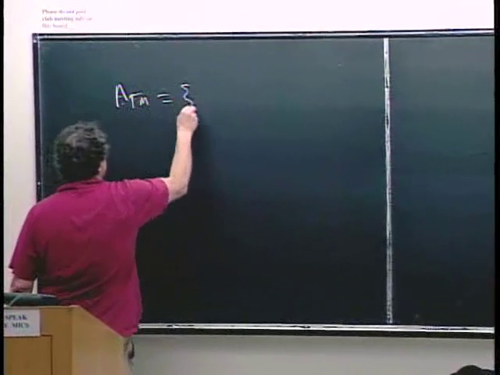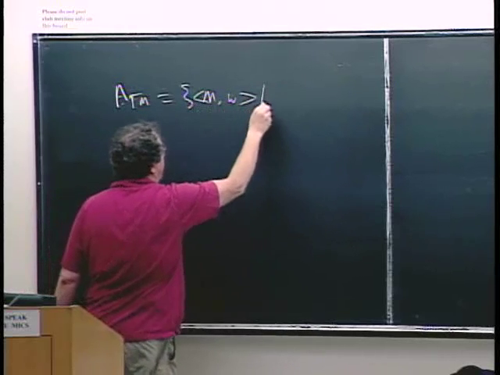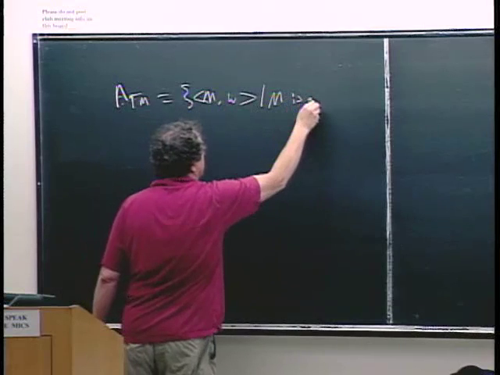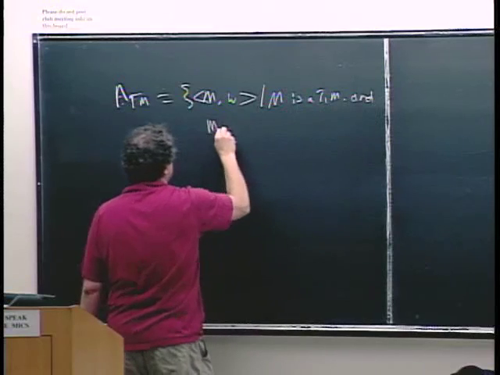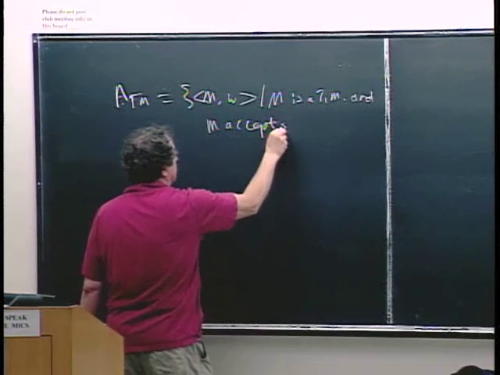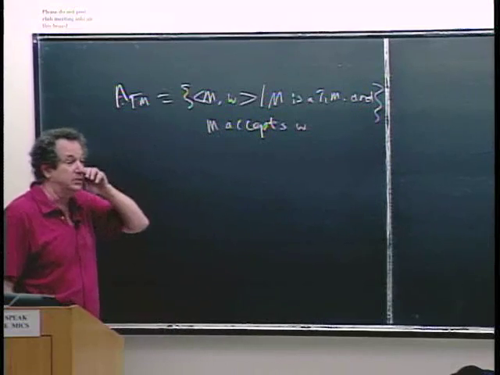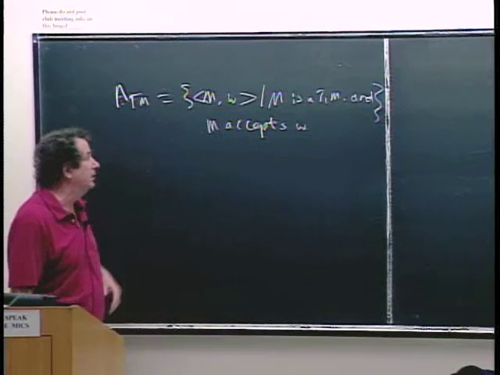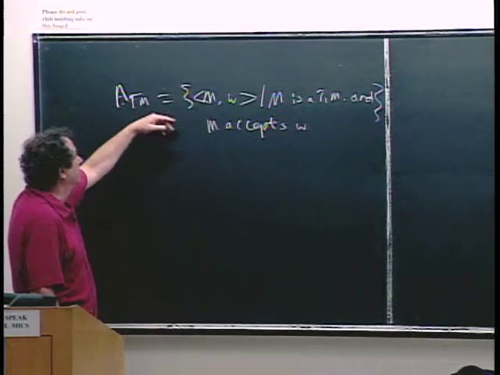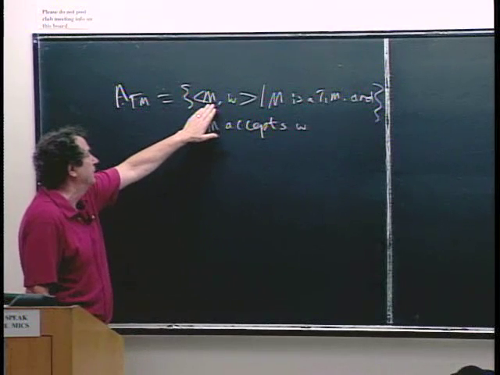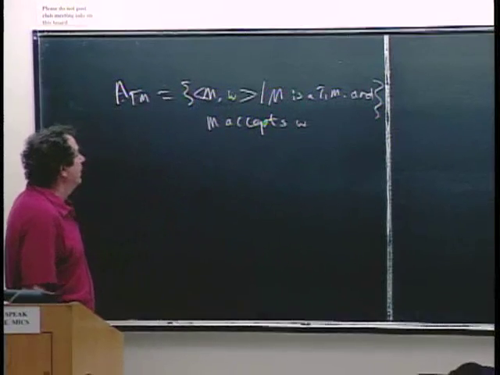ATM is the set of strings like that, such that M is a Turing machine and M accepts W. So this is sort of our classic base problem or base language that we've been discussing. And so the input is a description of Turing machine M and some particular input W for M. And this is the language.